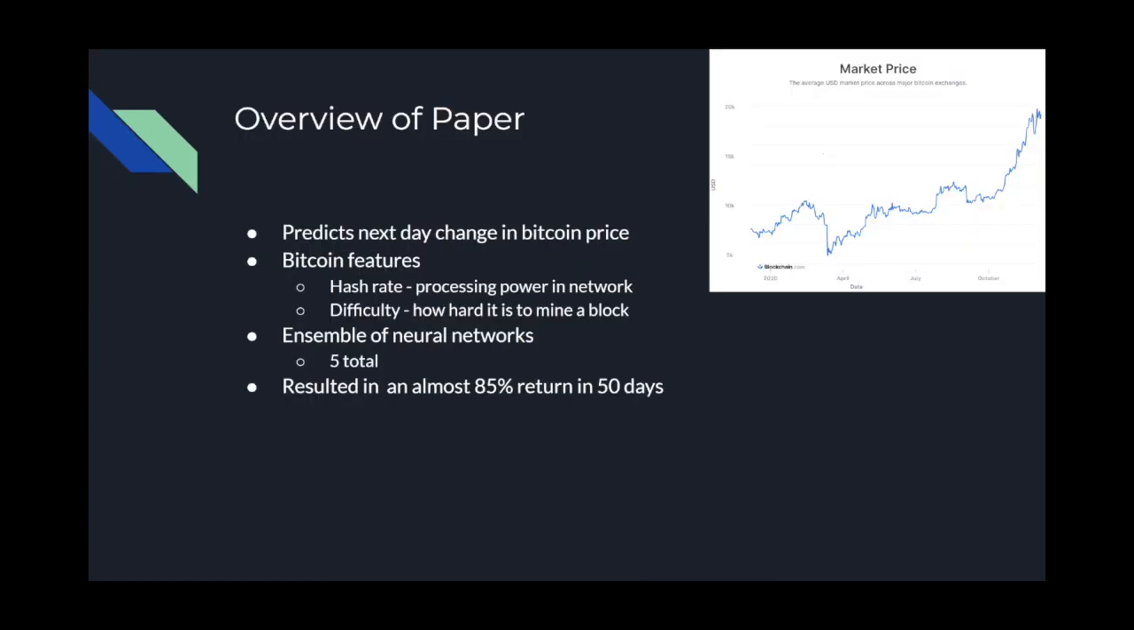So a little overview of the paper. The paper was about a model to predict the next day change in Bitcoin price, taking in various features such as the hash rate, which is the processing power in the Bitcoin network, and the difficulty, which is how hard it is to mine a block, and many other data points, and building five different neural networks, which are each weighted differently. And then taking the five most optimal networks to make the final prediction of whether the price would go up or down.